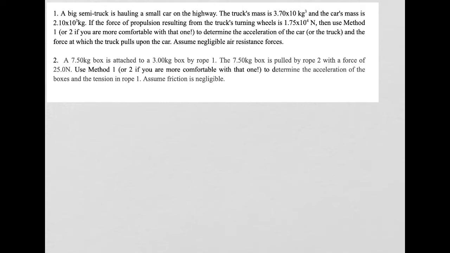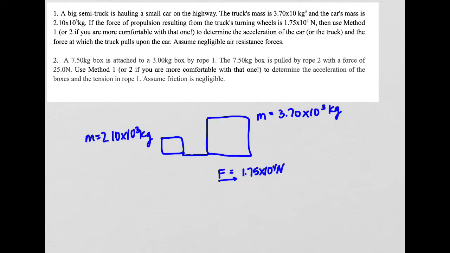Okay, so this problem was basically very much the same problem as one of the practice problems that we did, just with different values. So we have a big truck here on the right pulling a little car on the highway, and we know the mass of the big truck and we know the mass of the little car, and we know that the truck is moving forward with a force of 1.75 times 10 to the 4 newtons. And I tell you to use method 1 or 2 if you're more comfortable with that one, to determine the acceleration of the car and the force at which the truck pulls upon the car. And we are going to ignore air resistance forces.